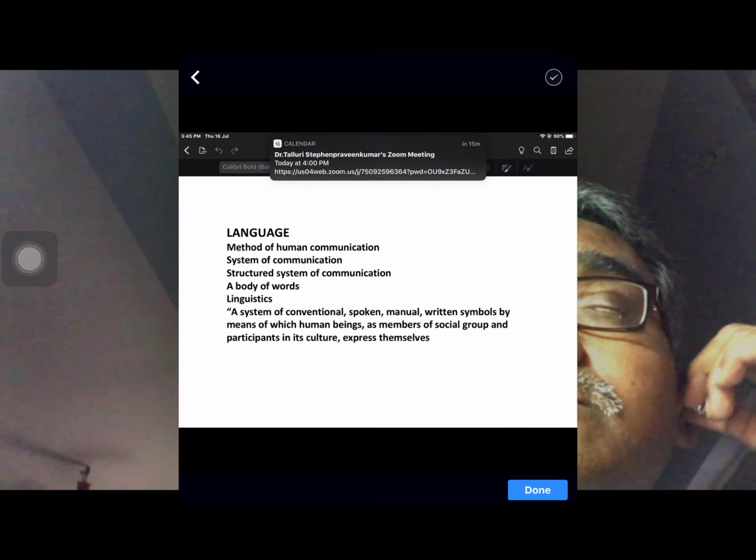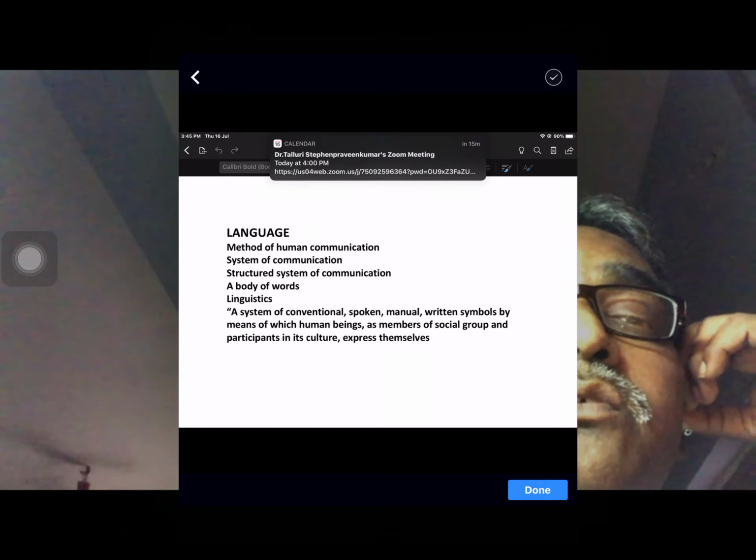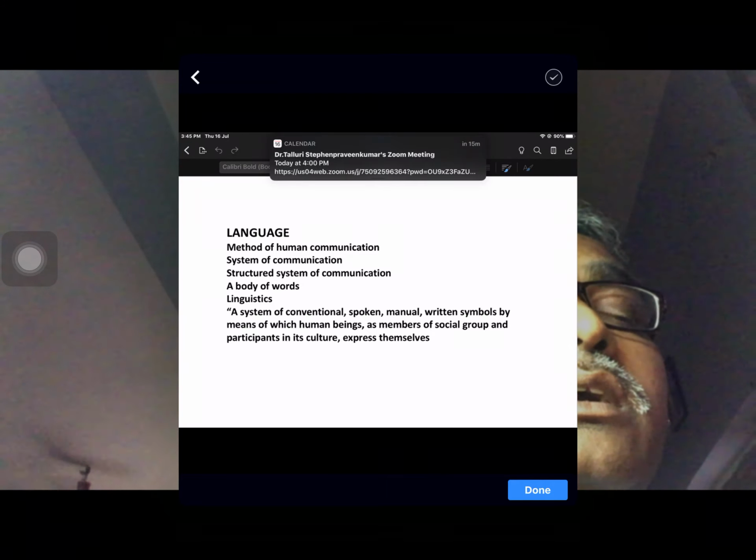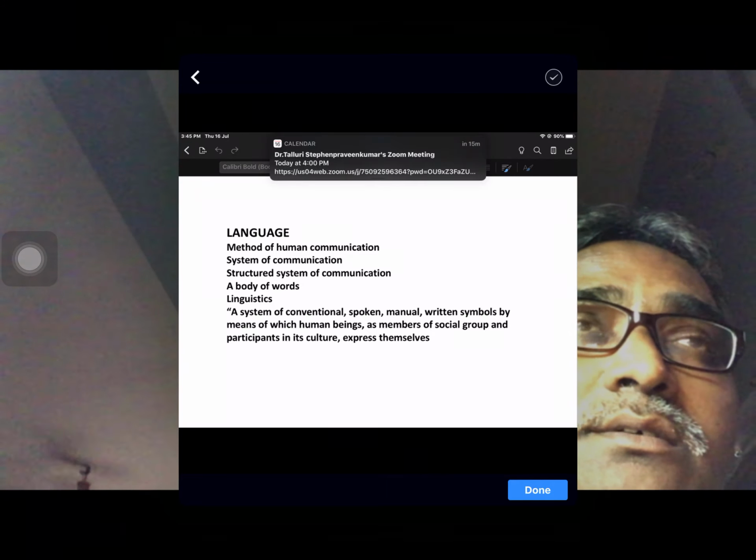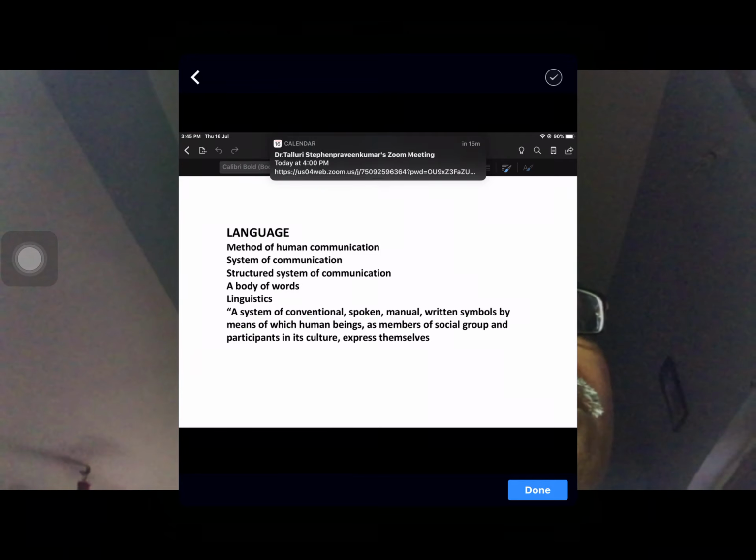So we have to follow the culture and express ourselves. As part of the society, we have to express. Express means we have to speak, we have to answer, we have to argue, we have to discuss, we have to negotiate, we have to share, we have to interpret, we have to represent. So, all these things we do as part of society.